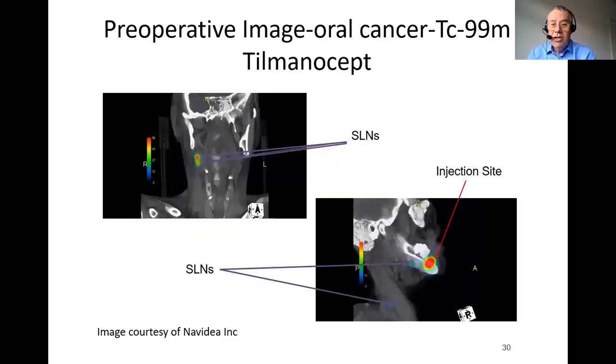And this is with a new agent called tilmanocept, and this is an oral cavity tumor, and you can see the injection just in the bottom of the mouth, just here under the tongue. And you can see very nicely that very quickly, within 30 minutes, you can see with a SPECT-CT sentinel lymph nodes in the neck. And this expands the role of sentinel lymph nodes in different types of cancer. This is not possible with planar imaging. You need to do SPECT-CT.